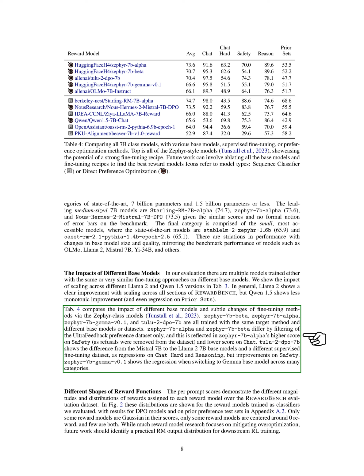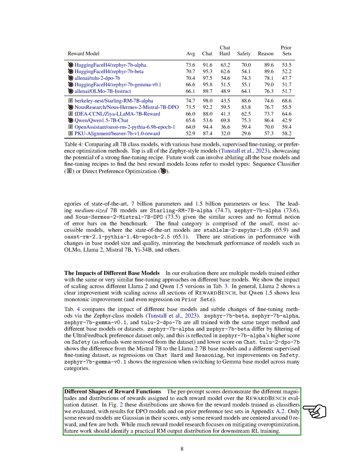Section: Different shapes of reward functions. In this section, we explore different shapes of reward functions. We observed varying magnitudes and distributions of rewards assigned by different reward models over the RewardBench evaluation dataset. Some reward models have Gaussian scores, some are centered around zero reward, and a few exhibit both characteristics. While current research often focuses on preventing over-optimization in reward models, it is crucial for future studies to determine a practical output distribution for reward models that can be effectively used in downstream reinforcement learning training.